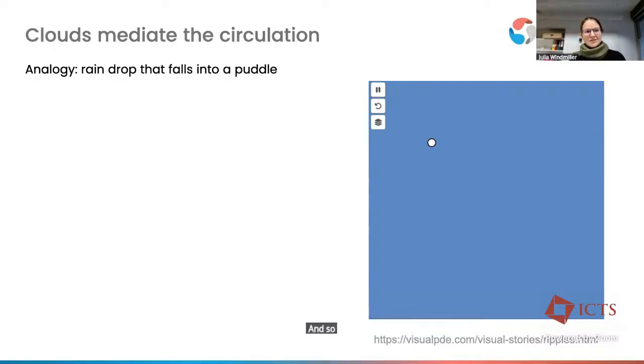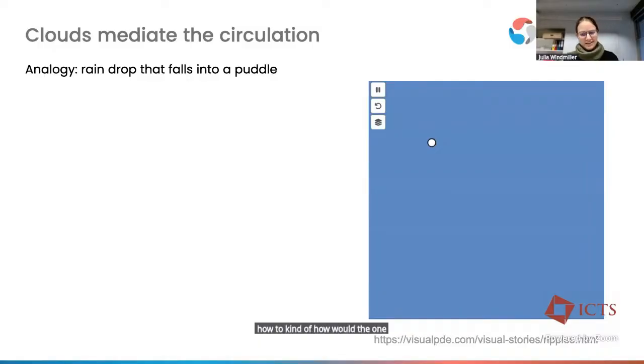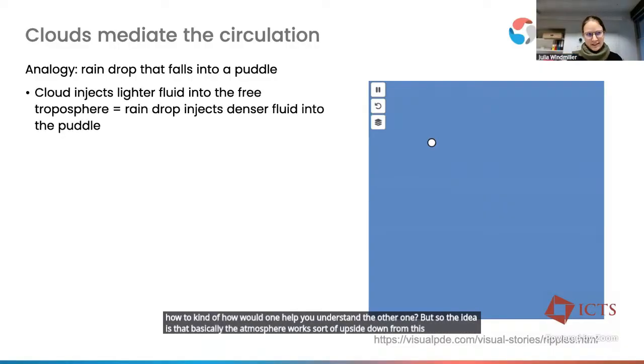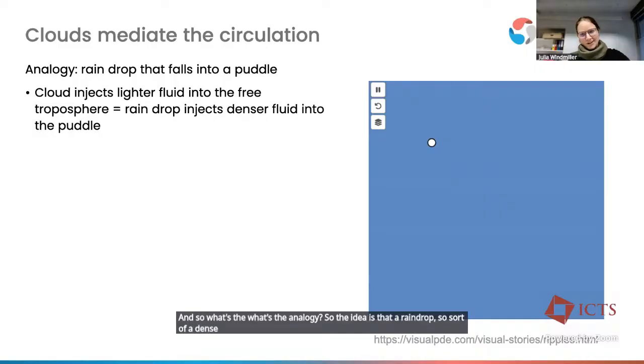And so what do I mean? A raindrop that falls into a puddle is the same as a cloud driving a circulation. On first glance, that seems very different, and it's hard to see how the one would help you understand the other one. But the idea is that the atmosphere works upside down from this drop that falls into the puddle. So what's the analogy? A raindrop, a dense fluid, falls into the puddle. That's the same thing as a cloud that injects a lighter fluid upwards into the free troposphere.